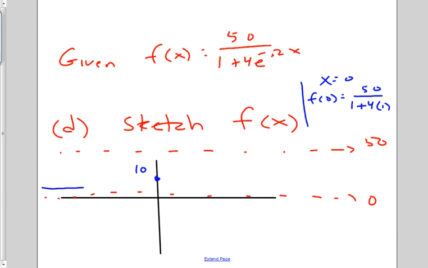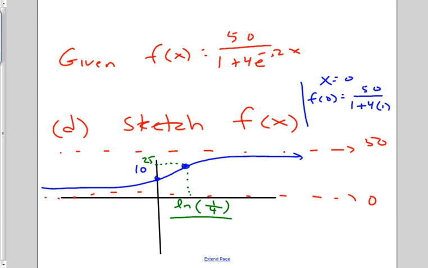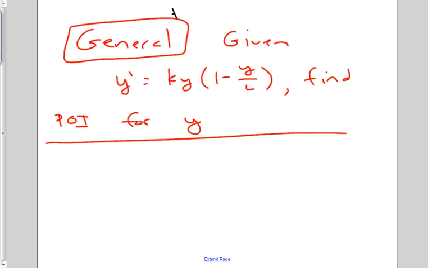And we know that there's going to be a point of inflection when y is 25, and when the corresponding x is ln of 1 over 4, all divided by negative 0.2. So that's a sketch of the graph that includes the y-intercept and the point of inflection. Maybe we could generalize this though. Let's think about if we just had this general form.